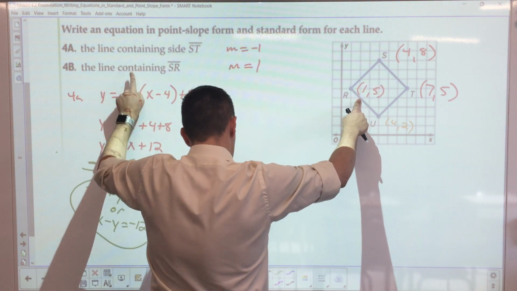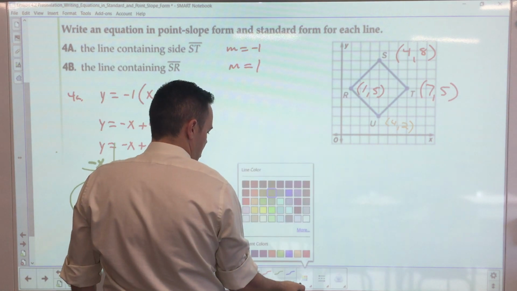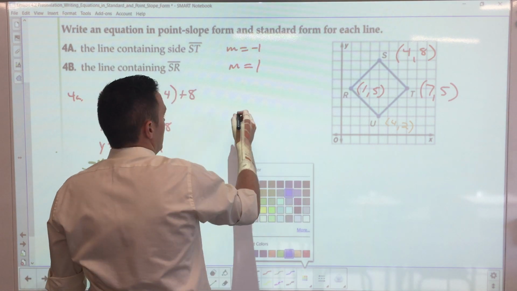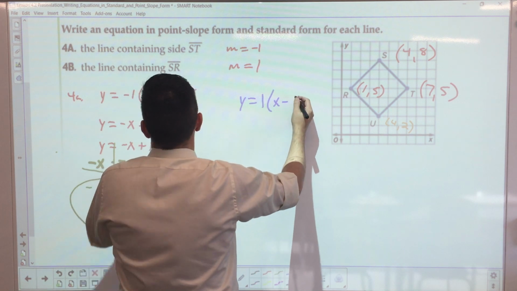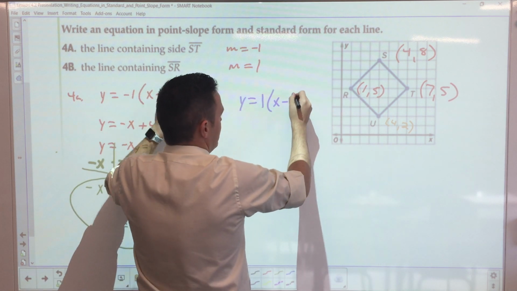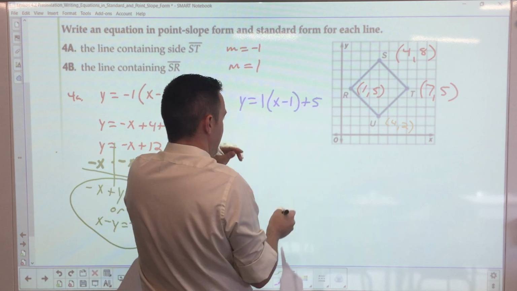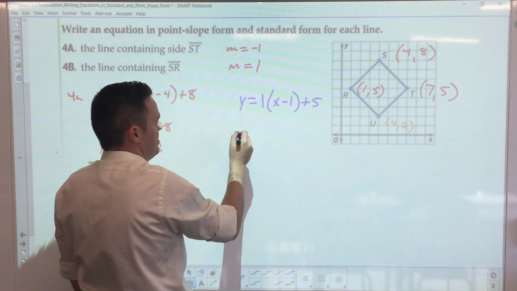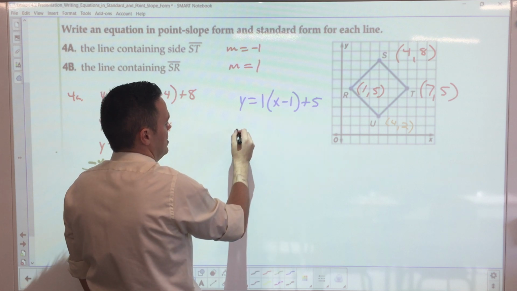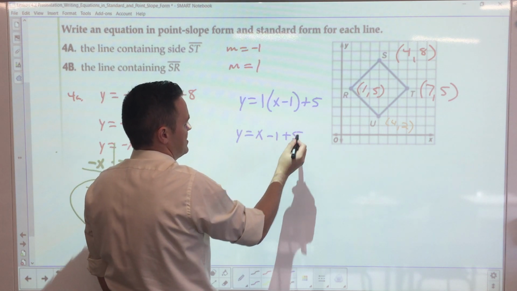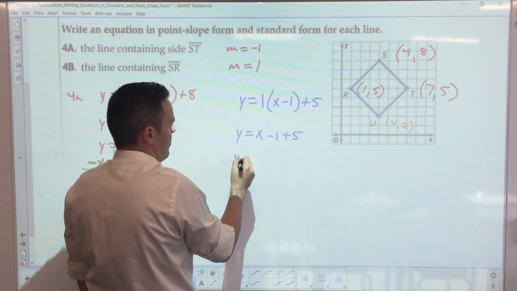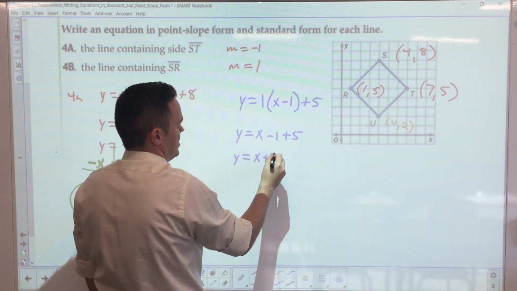The line containing SR. We're using the R point because it's got a 1, which is easier to do. So we're going to do y equals 1, x minus 1, plus 5. Combine and distribute it together. So there's your point-slope form: y equals x minus 1 plus 5, simple enough. Then you'd have y equals x plus 4.